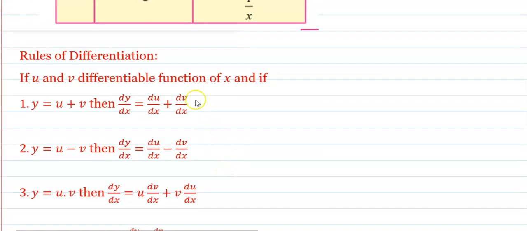Now the next, rules of differentiation. If u and v are differentiable functions of x and if y is equal to u plus v, then dy by dx is equal to du by dx plus dv by dx.